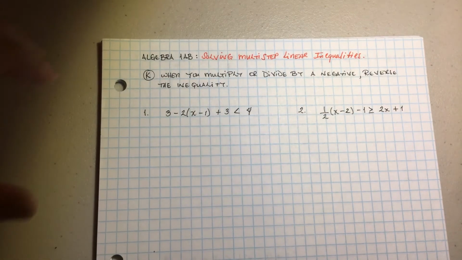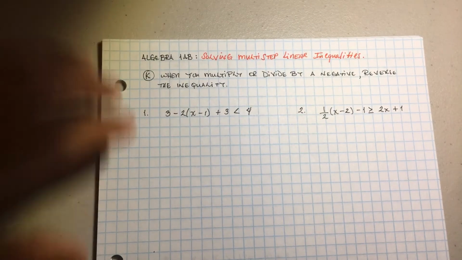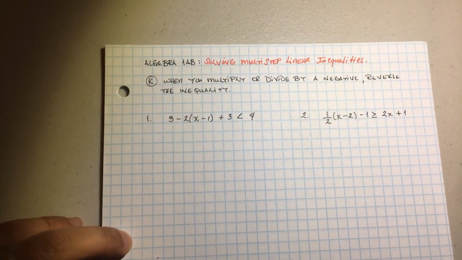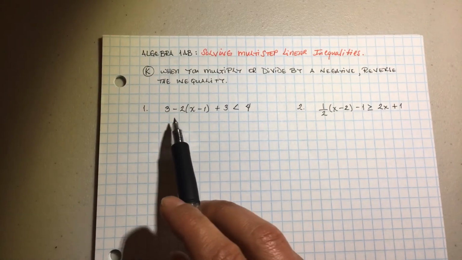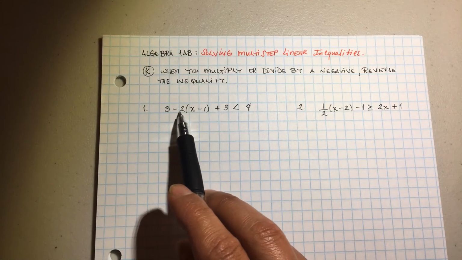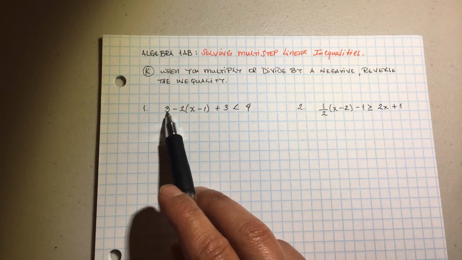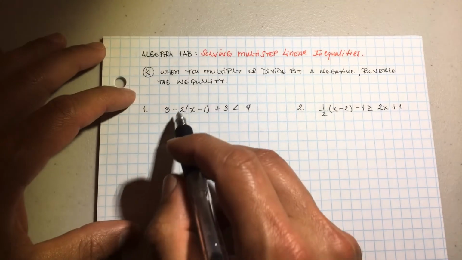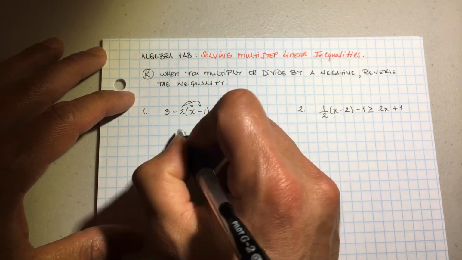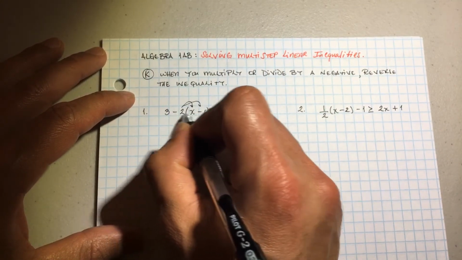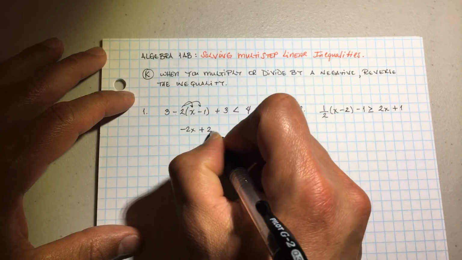Okay, so that's the one thing you guys have to keep in mind. And let's see if we can do a few of these. Notice here we're going to distribute this negative. A lot of students think, oh, it's 3 minus 2, but no. We're going to distribute. So right here, negative 2 times x is negative 2x. Negative 2 times negative 1 is a positive 2.